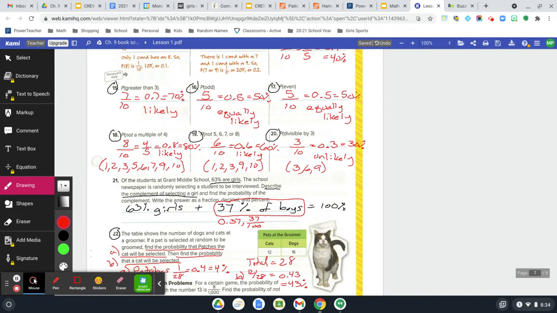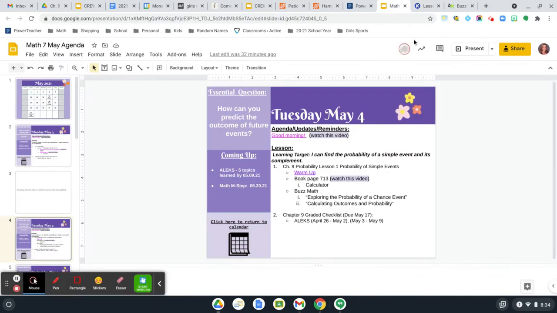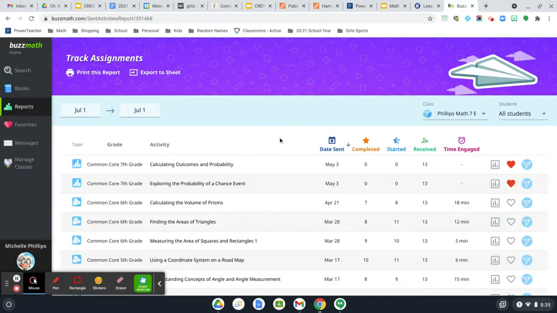There was a few, but we needed to take the time today just to finish lesson 1 out and practice that and look at a couple other probability problems that you would come across. And so now what you're going to do, if I go back to the agenda, because that's it with the bookwork, you're going to just practice. And so you'll see at number 1, BuzzMath, and there are 2 here. So exploring the probability of a chance event and calculating outcomes and probability. So when you go into BuzzMath, it'll be the top 2 in your assignment list. And those are the 2 that you will practice through the remainder of the hour.